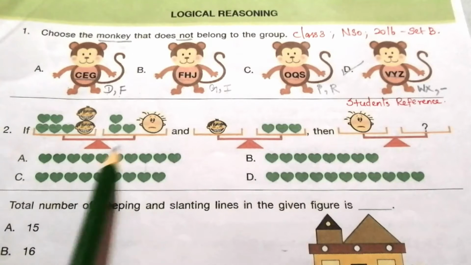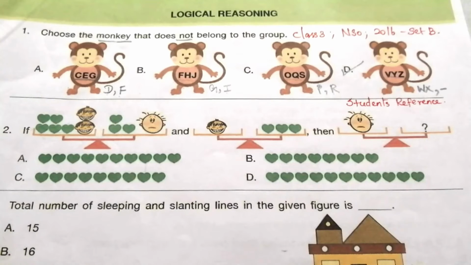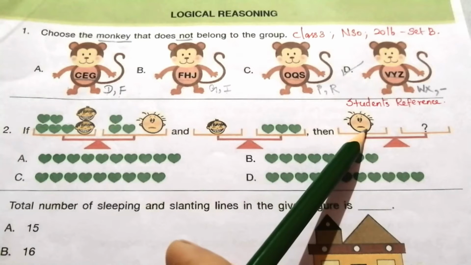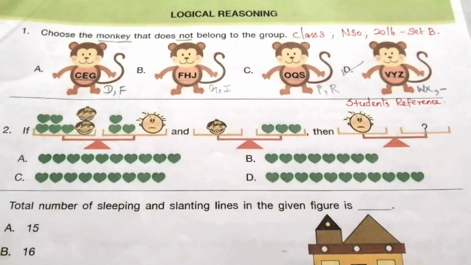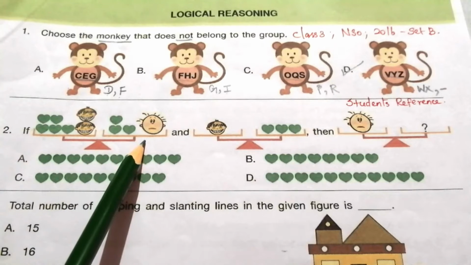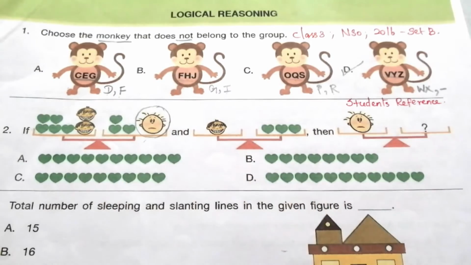2. If this and this, then this is equal to what? Look at the given picture carefully and try to find out the answer. Here we have to find out this figure. In which balance is this figure given? In this balance. So, in this balance, we have to separate this figure.